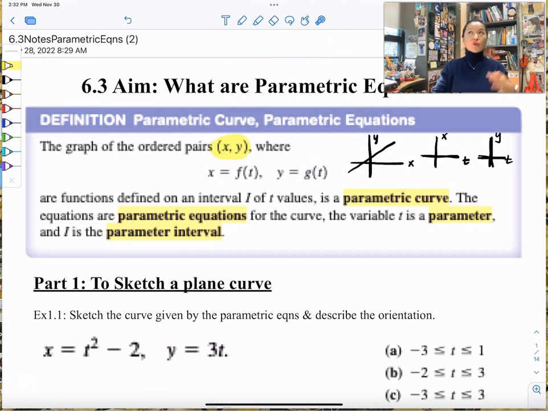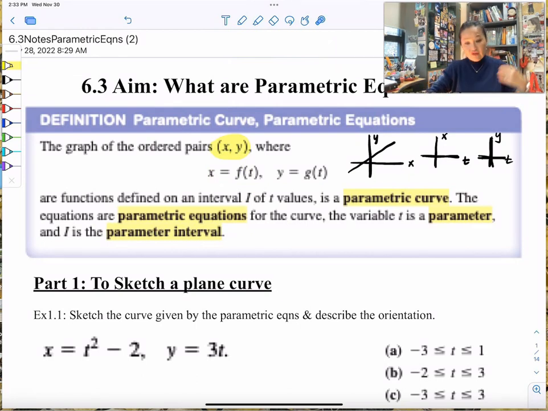It's moving horizontally and vertically at a certain time. Our functions defined on an interval I of t values give a parametric curve. The equations are parametric equations for the curve. The variable t is a parameter, and I is the parameter interval. Interval means I'm going to give you a certain amount of time, like from 0 to 5 seconds, or maybe 1 second to 10 seconds. In that time, what happened? Another thing before we get started: there are other parameters we can include, of course, but for our sake we're only going to add the parameter of time t.